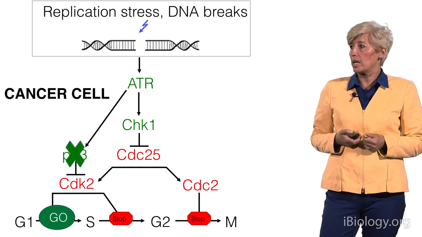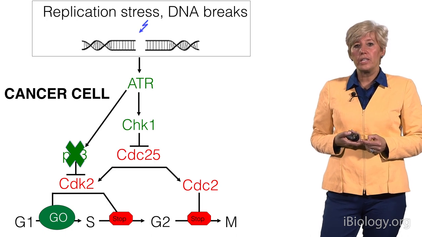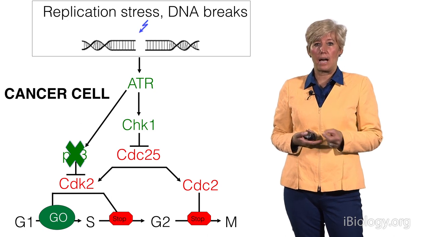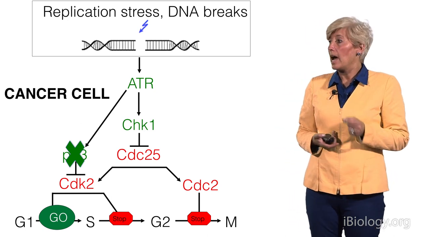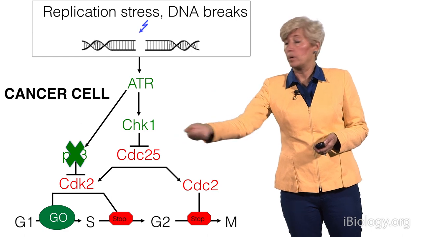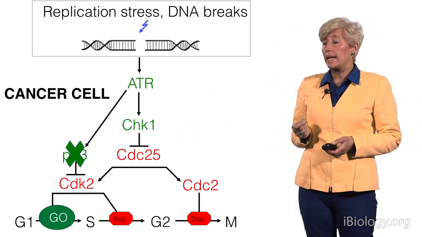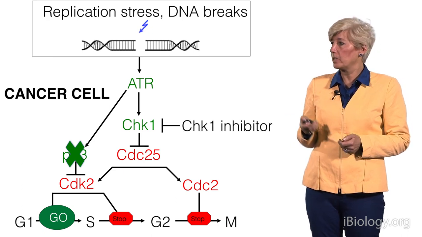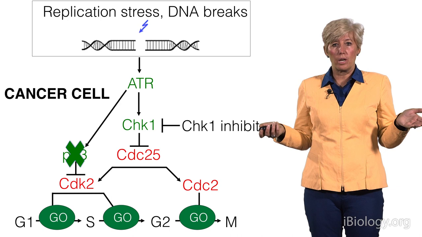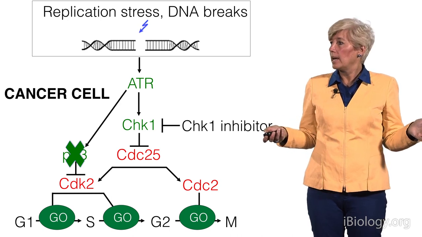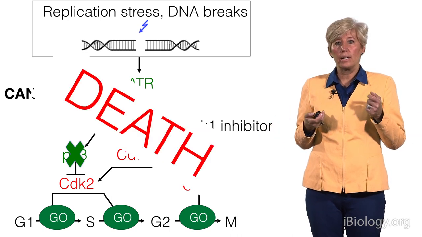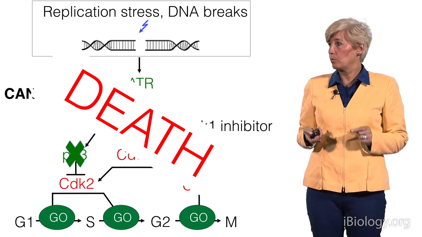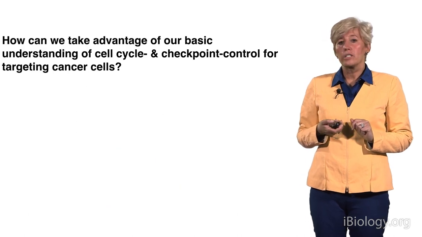But what about a cancer cell that doesn't have P53? In this case, if a cell does not have P53, it cannot stop in the G1 phase of the cell cycle. However, the ATR CHK1 pathway is intact, and so that cell can stop in the S and G2 phases of the cell cycle. So if you come in with a CHK1 inhibitor now, you lose all of your brakes, okay? And so what happens is you can commit these tumor cells that lack P53 to cell death with this treatment.